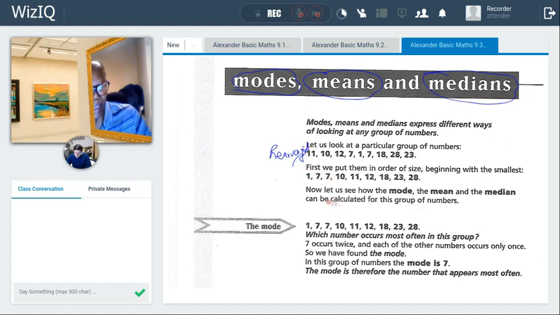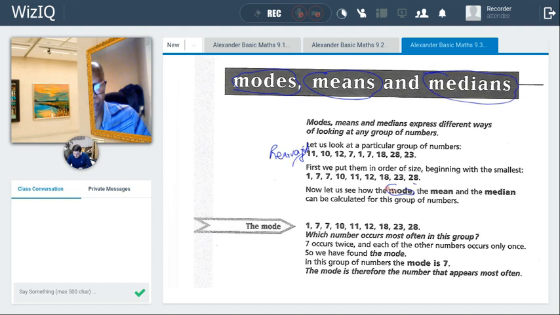Now let us see how the mode, the mean, and the median can be calculated. Now the mode is the most common number. So you need to look back at these numbers. You have 7 occurring twice, 10 only once, 1 only once, 11 once, 12 once, 18 once, 23 once, 28 once. Therefore, the one which is seen more frequently is the mode. So the mode here is going to be 7.